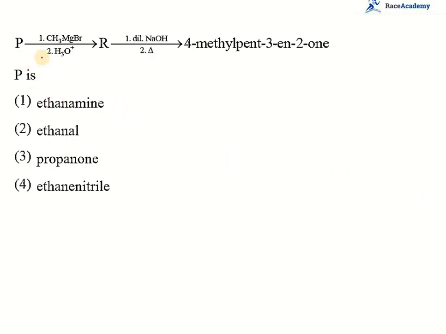Next question. P gives rise to R gives rise to 4-methyl pent-3-en-2-one.